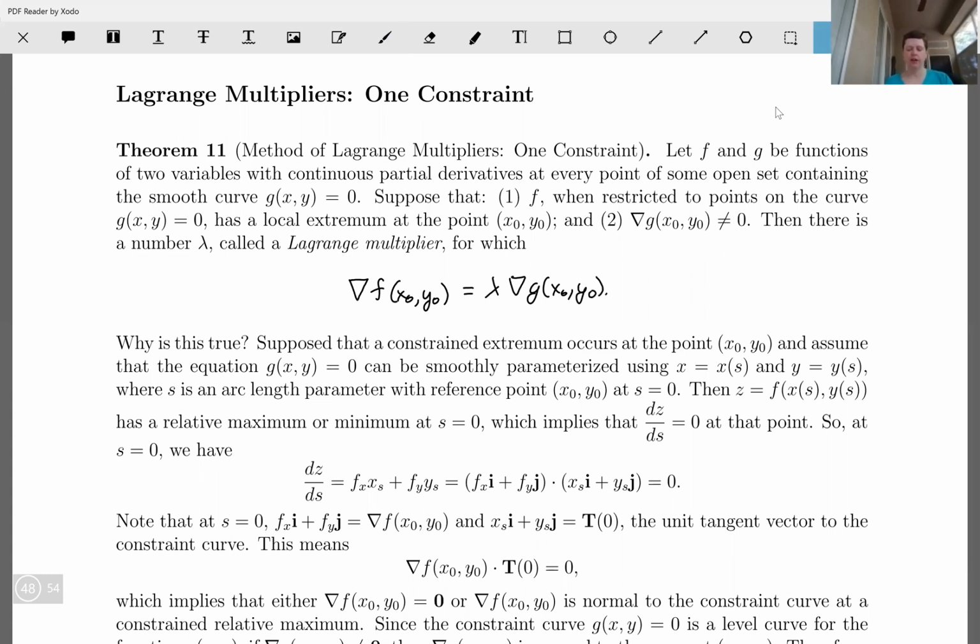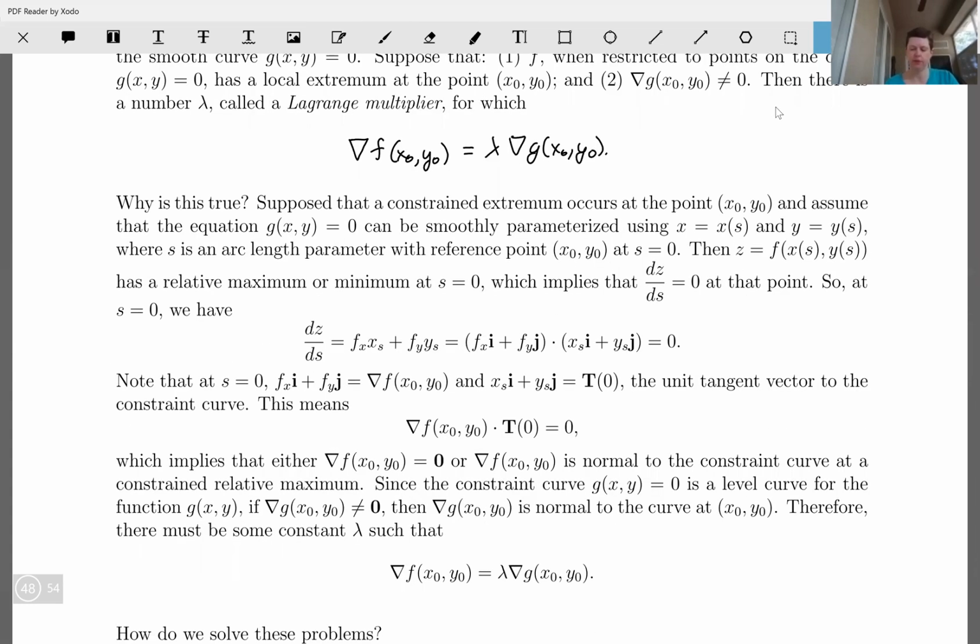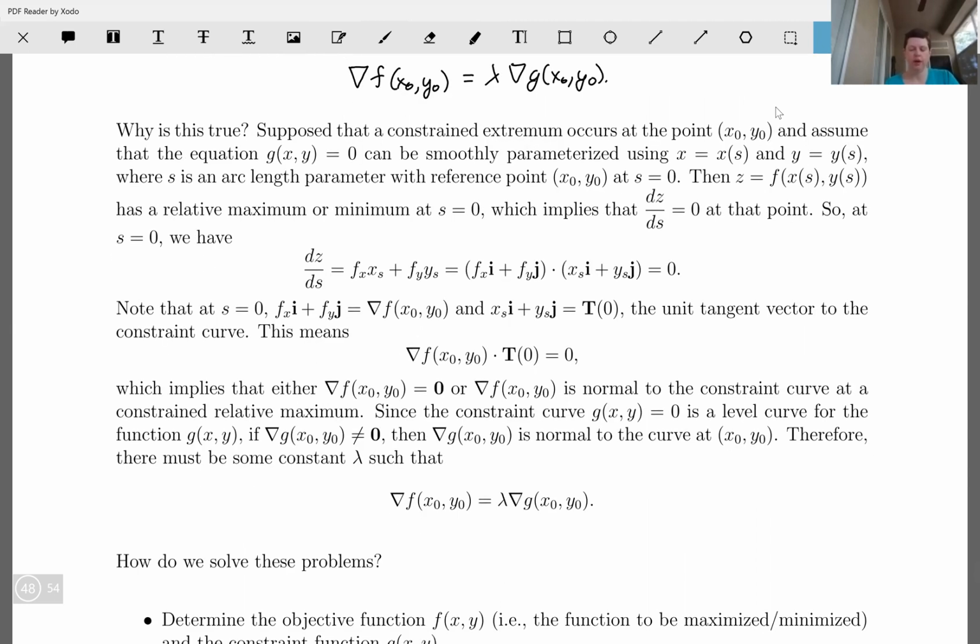A quick sketch. Let's suppose we have a constrained extremum occurring at the point (x0, y0), and assume that the equation g(x,y) = 0 can be smoothly parameterized using, let's say, x = x(s) and y = y(s), where s is the arc length parameter, and the reference point is (x0, y0) at s = 0. Then z = f(x(s), y(s)) has a relative maximum or minimum at s = 0, which implies that dz/ds = 0 at that point. And then we use the chain rule to compute dz/ds, right?